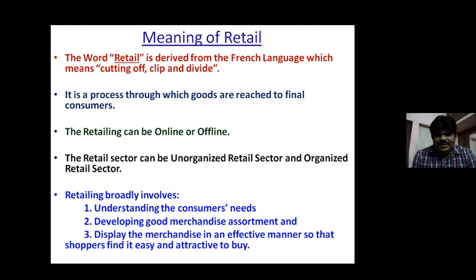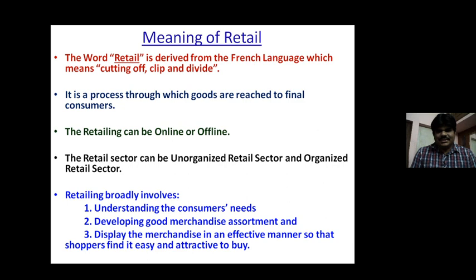And retailing broadly involves three main activities: understanding the consumer needs, developing a good merchandise assortment, and displaying the merchandise in an effective manner so that shoppers find it easy and attractive to buy. So the retail domain should start with understanding the consumer needs. What type of consumers are visiting the outlet, and what needs do they have? And the second one is developing a good merchandise assortment.